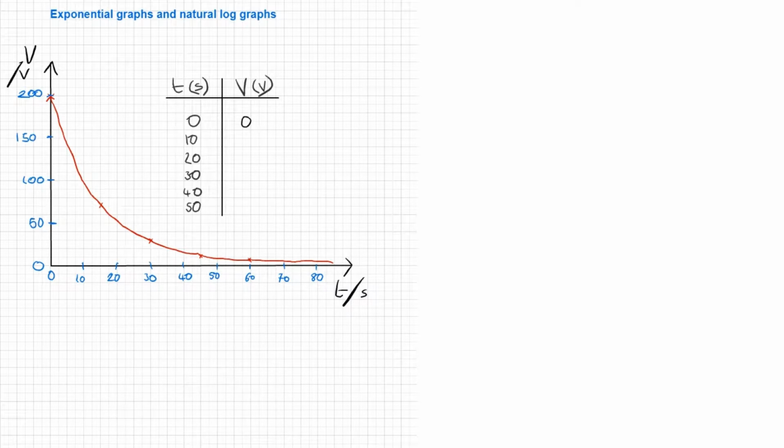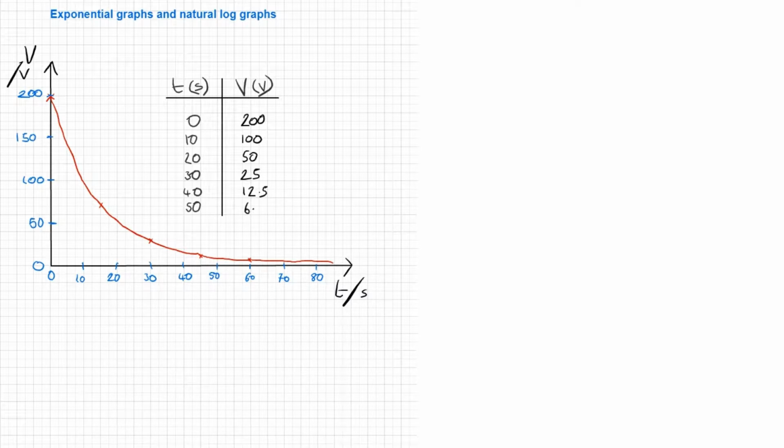Now obviously I've arranged this to be quite nice numbers: there's 200 volts at the beginning, at 10 seconds the line goes through 100 and so on, and at 20 seconds it goes through 50. I can just read those off the graph, and you're probably seeing the pattern that's cropping up here as I do this.